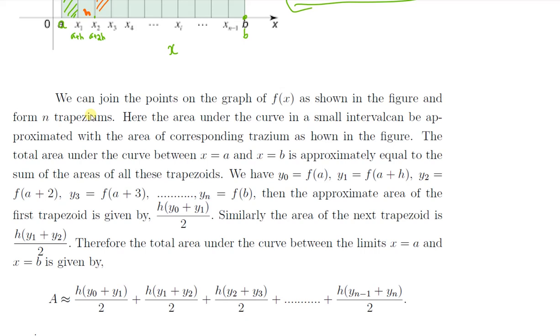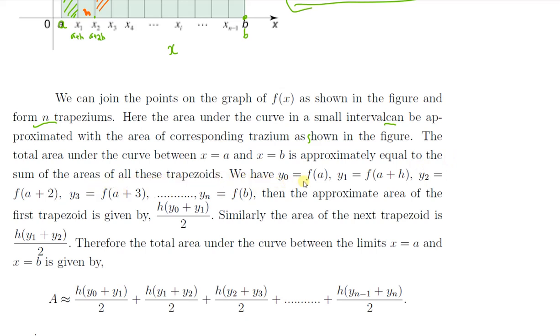We can join the points on the graph of f of x as shown in the figure and form n trapeziums. Here the area under the curve in a small interval can be approximated with the area of the corresponding trapezium as shown in the figure. The total area under the curve between x equal to a and x equal to b is approximately equal to the sum of the areas of all these trapezoids.